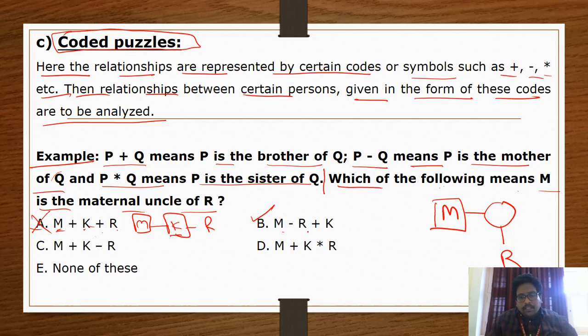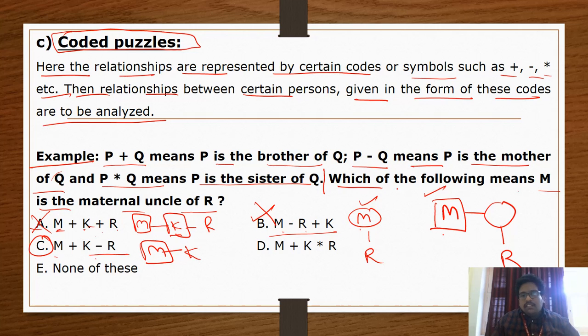Coming to B, M minus R. M minus R means M is mother of R. My requirement is that M should be male, but here in the option M is female. So I need not go further; you can simply cross out this answer option. Coming to the third one, M plus K: M is brother of K. Next, K minus R: minus means K is the mother of R. Now both are similar, so this is my answer.